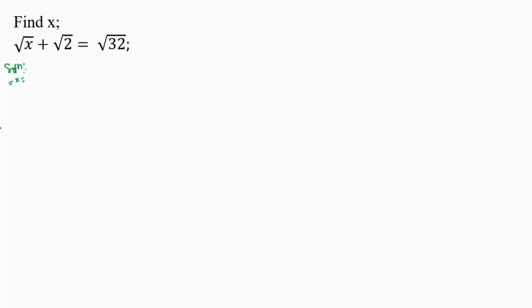Today we are going to solve this very basic algebra problem in which we have to find the value of x. We are given root x plus root 2 equals root 32. Now bring this root 2 to the right hand side. We get root x equals root 32 minus root 2. Now take square on both sides.